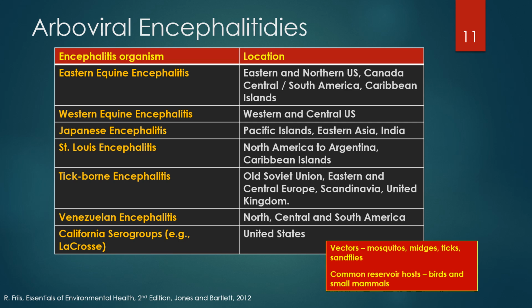The vectors of these encephalitides include mosquitoes, midges, ticks, and sandflies. The reservoir host for many of these viruses includes birds and small animals. West Nile virus and Rift Valley fever can also cause encephalitis.